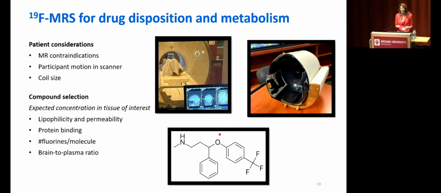When thinking about the compound that might be a good candidate for this type of method, think about the expected concentration of that drug or molecule in the tissue of interest. Right now, the lower limit of sensitivity for MRS is in the micromolar range. And so if you're wanting to detect something that's nanomolar, it's unlikely to be successful. But if you think it's going to get to the tissue within that micromolar range, it may be a good candidate. Other things that may suggest that might be possible are the lipophilicity and the permeability to the tissue of interest. Protein binding seems also to set one up for success in this capacity.